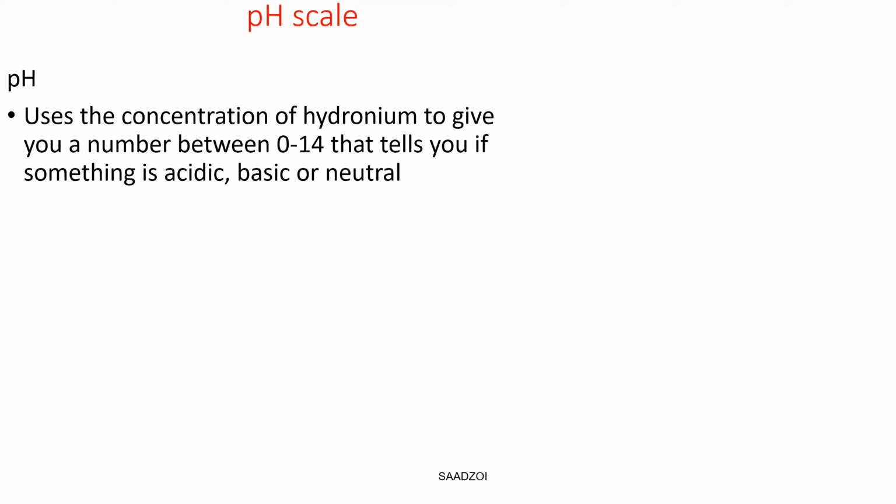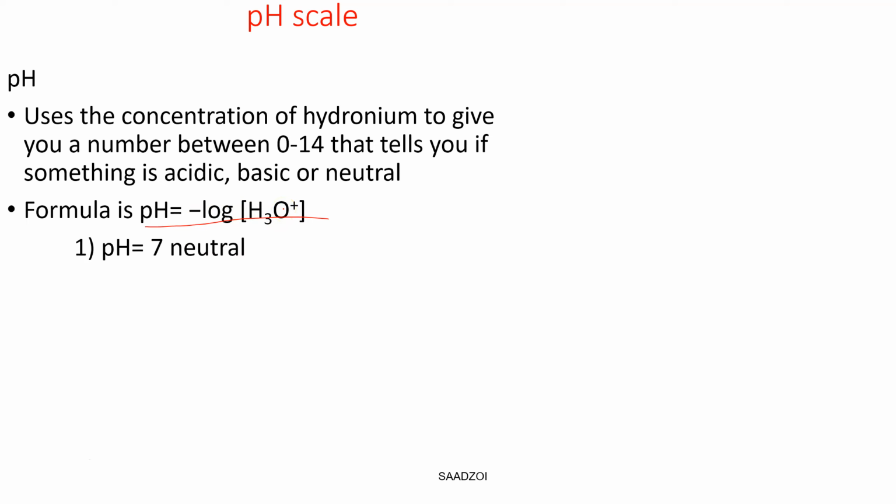pH uses the concentration of hydronium to give you a number between 0 and 14, which tells you if you're acidic, basic, or neutral. So the formula for pH is this. If I want to figure out the pH, I need the hydronium concentration. It's going to be the negative log of that number. If the number is 7, I'm neutral. If the number is less than 7, I'm acidic. If it's greater than 7, I am basic. Those are my three options.